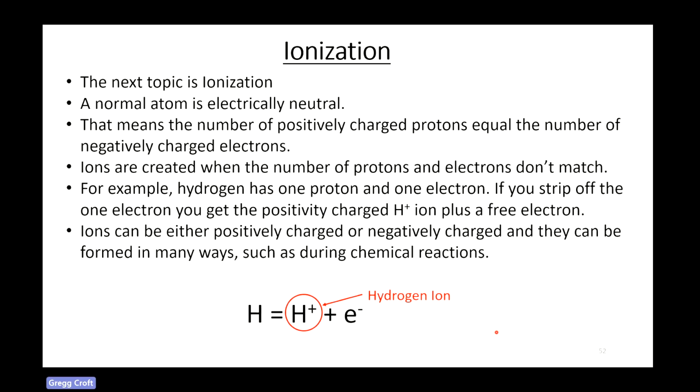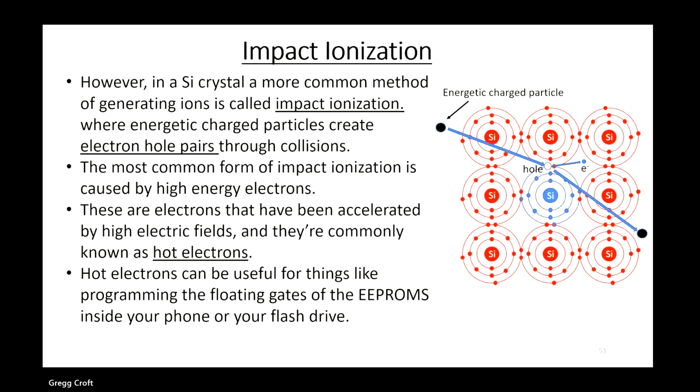So ions can be positively charged or they can be negatively charged. And they can be formed in many ways, such as during chemical reactions. However, in a silicon crystal, it's more common to generate ions through a process called impact ionization, where energetic charged particles create electron-hole pairs through collisions. And I know Corky and Nick have been talking about this a little bit from a space standpoint. And this just shows an energetic charged particle coming in here, bumping into an electron, knocking it out, and leaving a hole behind.